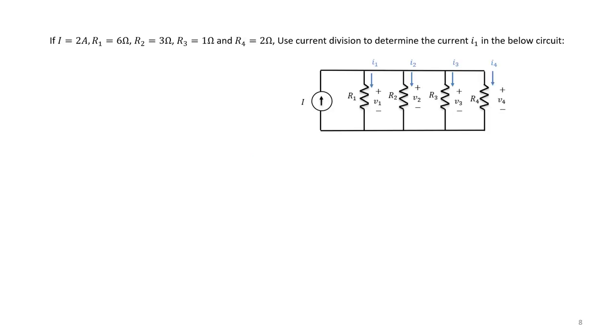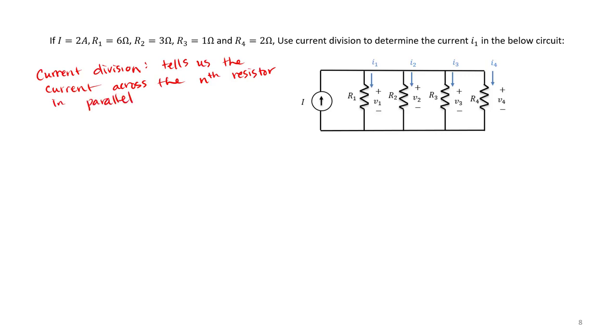Okay, so let's go ahead and show how we can use current division here. Remember, current division will tell us the current across the nth resistor in parallel. So here, it will only work in circuits where all the resistors are parallel to some current source.